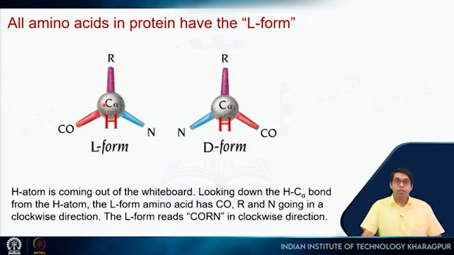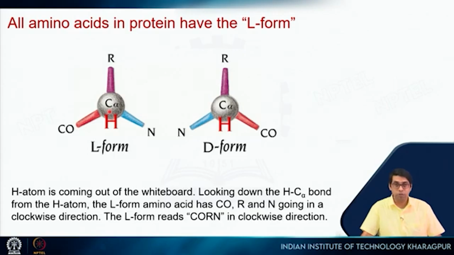These amino acids also have a particular stereochemistry. Since there are 4 different groups connected to this carbon, this will have a particular stereochemistry, and we can have 2 different forms. One is referred to as the L form, the other one is referred to as the D form. So this L form and D form are mirror images of each other. It turns out that all natural proteins are made up of the L form of amino acids.